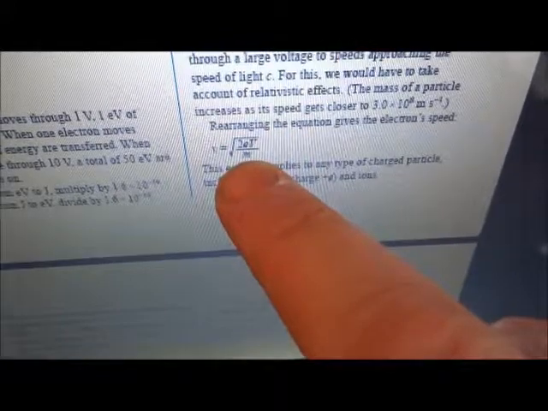So that's how you can rearrange that equation to find out exactly how fast an electron goes in an electric field. Okay, so if you want to have a go at some questions on that, it's page 211.